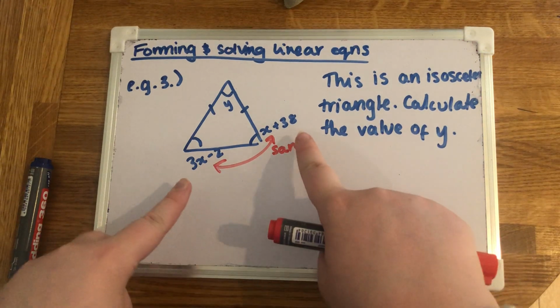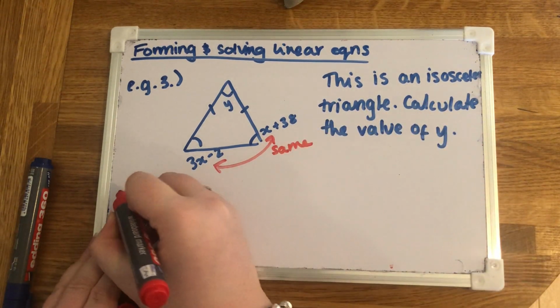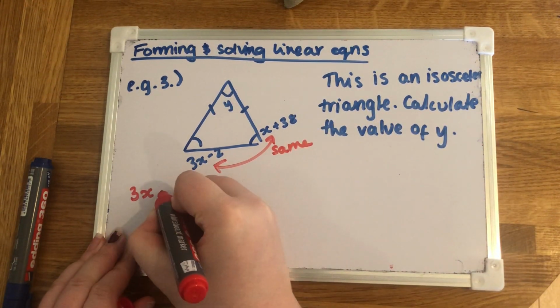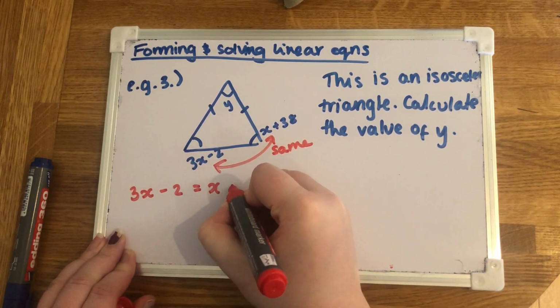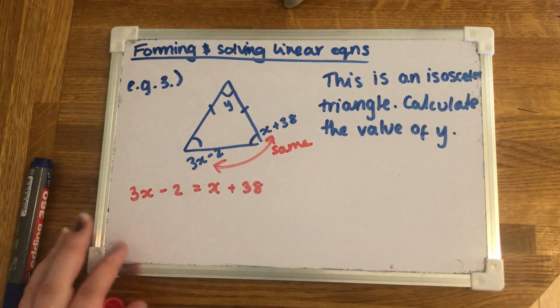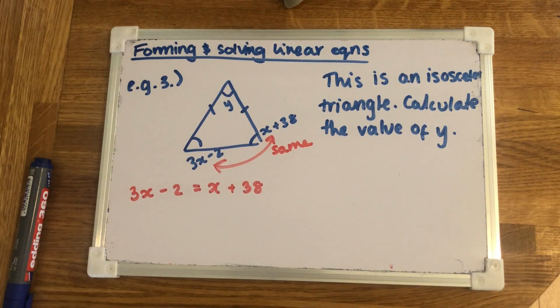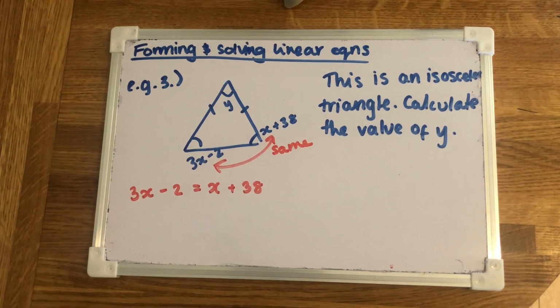So if these are the same, the way I'd write it would be like an equation. So you'd have the 3x minus 2 on the left, and that's equal to x plus 38. Okay, so same is just the same as an equal sign. And then we would solve it to work out what x is.